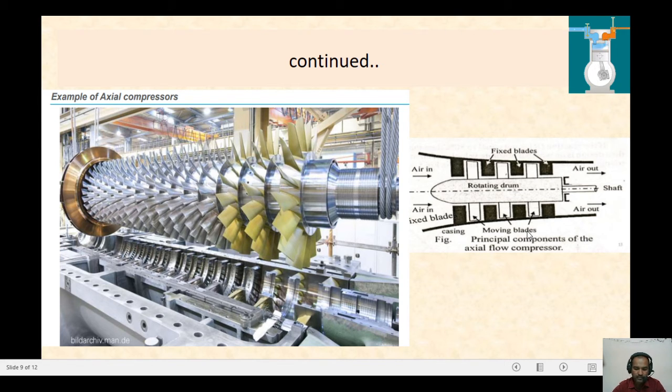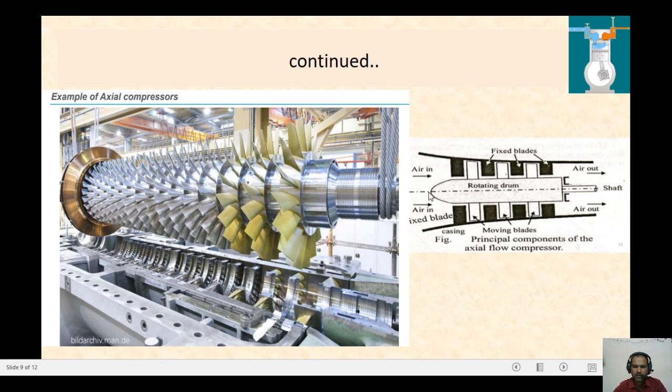Okay. So how does it work? What is the working principle? The working principle is the same. When the shaft rotates, along with the shaft the rotor also rotates, and on the rotor we have provided the moving blades. These rotor blades are called moving blades. It rotates at a high speed. When it rotates at a high speed, suction or vacuum will be created, so the atmospheric air is drawn into this chamber.